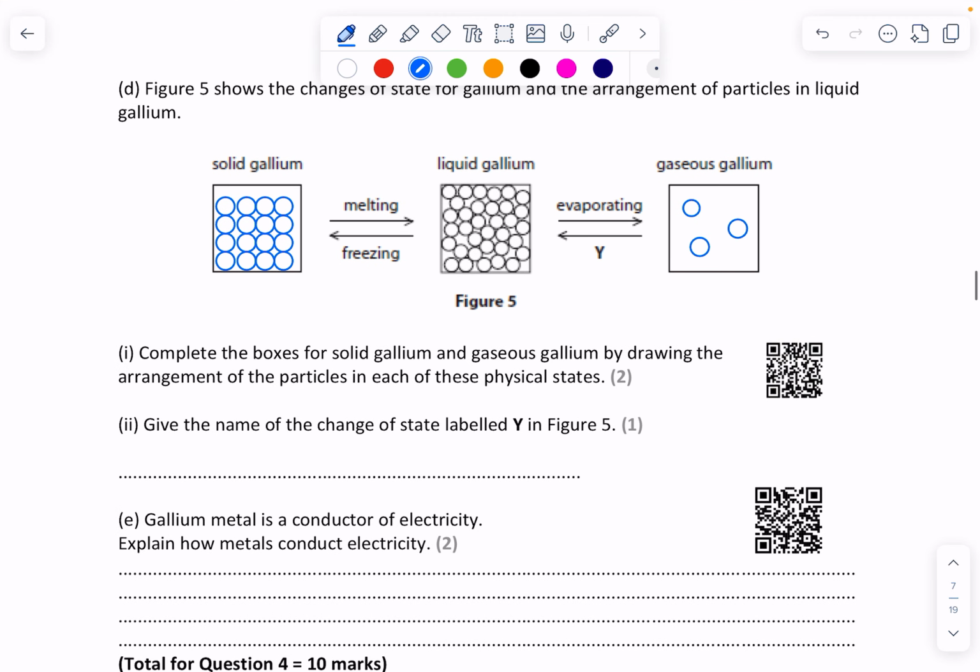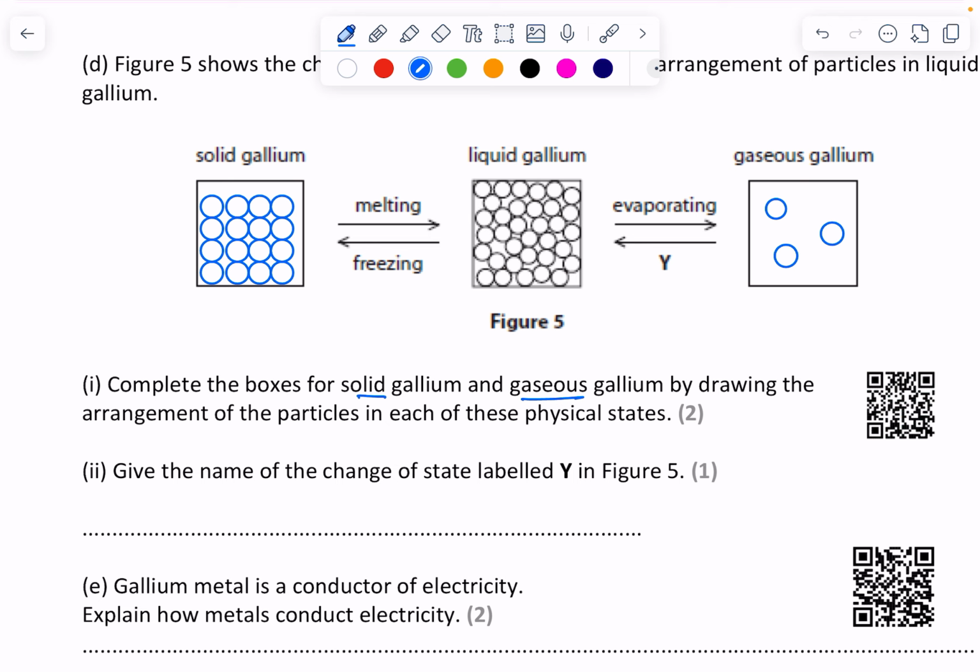And the last little bit, it wants us to draw the solid and gaseous particles for gallium. So remember, for solid, we want them all nicely packed together in rows, no space between them. And in the gas form, we've got very few particles in the space, and the particles are spread out, and they're going to be moving very quickly. There's 1 mark for each of those correctly drawn diagrams.